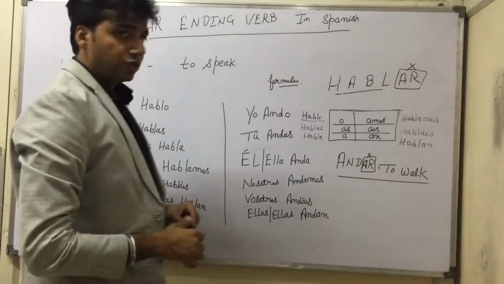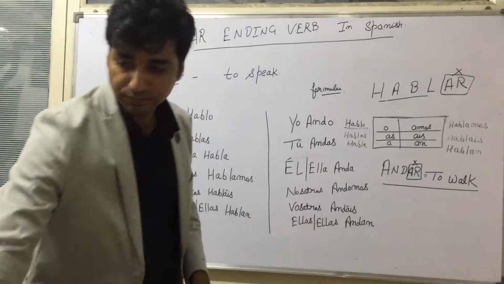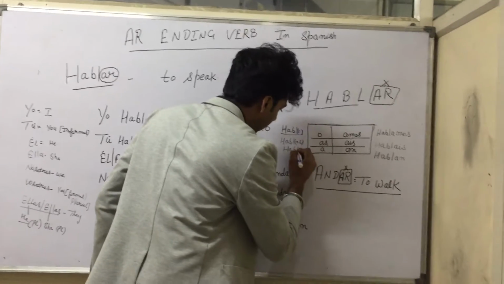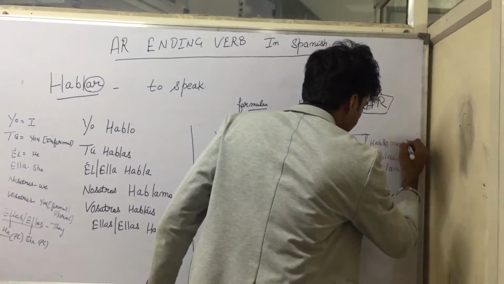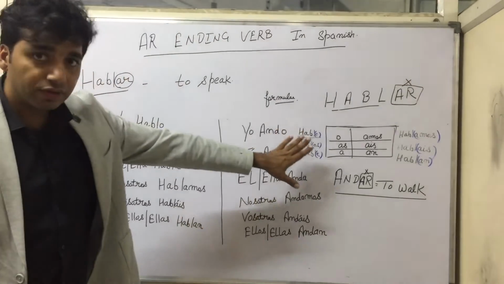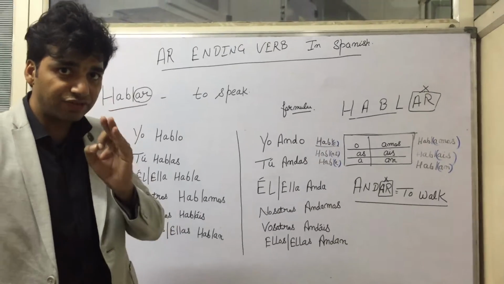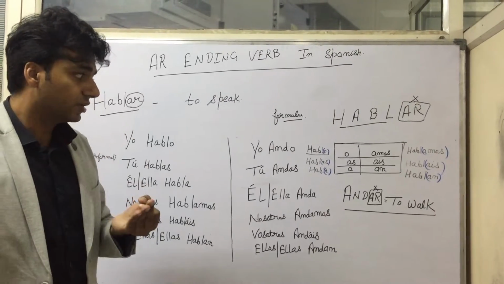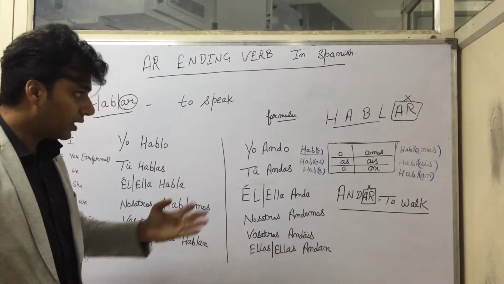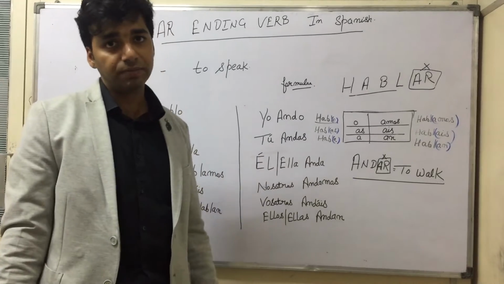Now your verb conjugation is like O, AS, A, AMOS, ÁIS, and AN. You just have to remember those ending conjugations, the last termination: yo hablo, tú hablas, él habla, ella habla, nosotros hablamos, vosotros habláis, and ellos, ellas hablan.